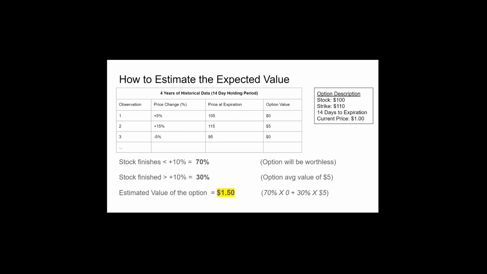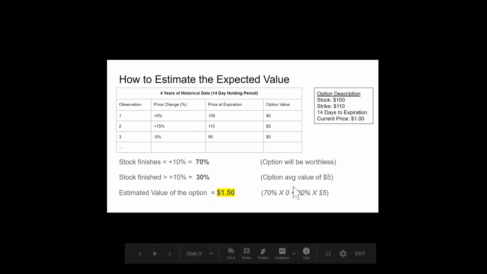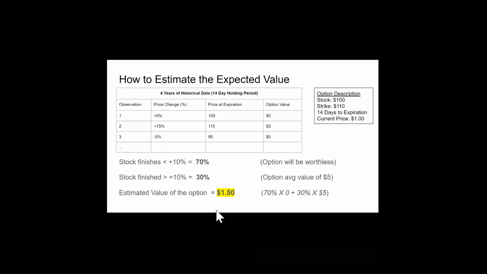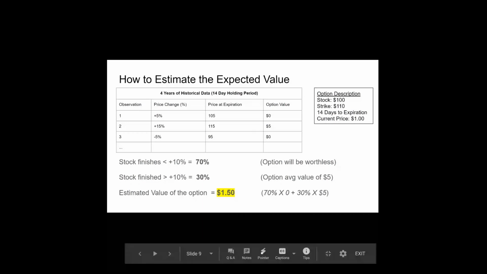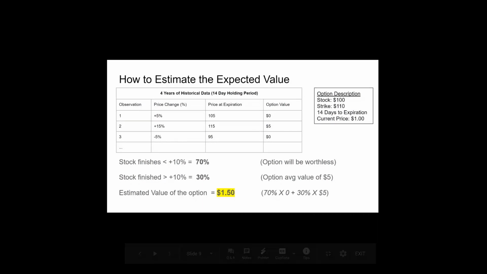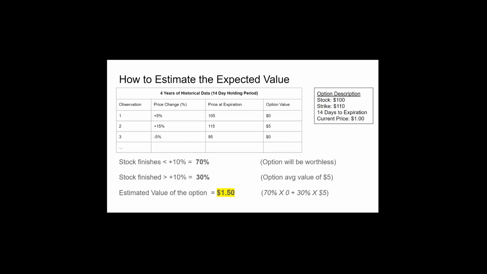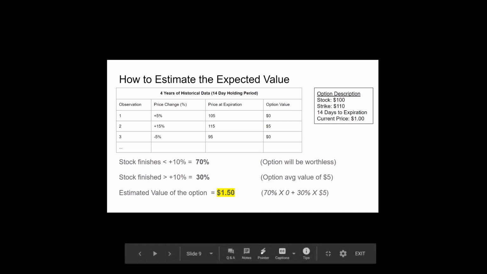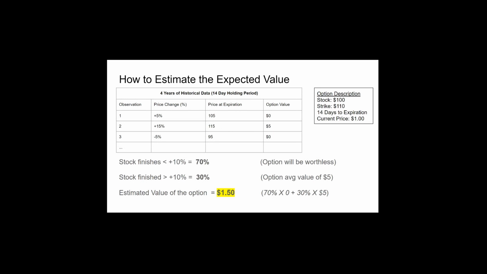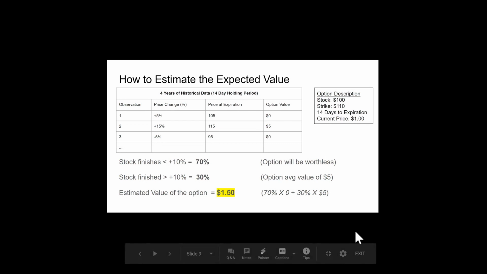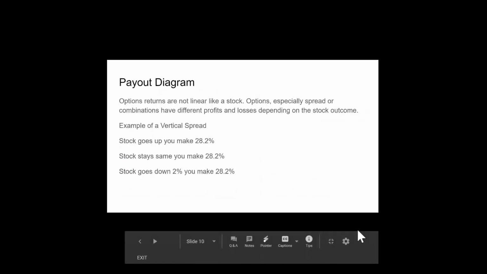Well, to get that estimated value, you take 70% times 0 plus 30% times 5. You add them up, and that's $1.50. In other words, historically, if you did this spread over and over again, at expiration it was worth $1.50 on average, and today you get it for $1. So that's comparing the expected value versus the market. Does that make sense? Hopefully. Makes sense to me. I actually think it's fascinating.